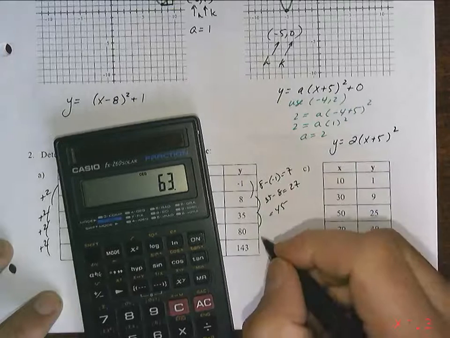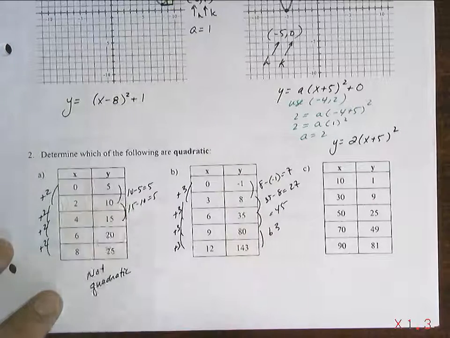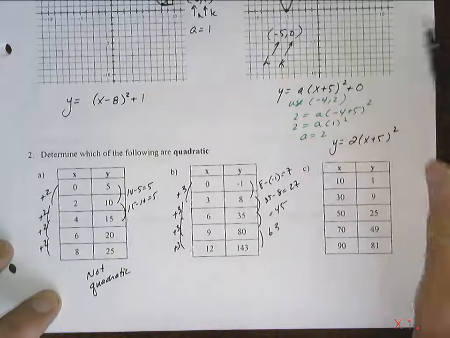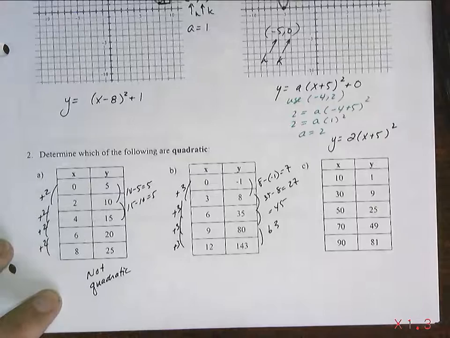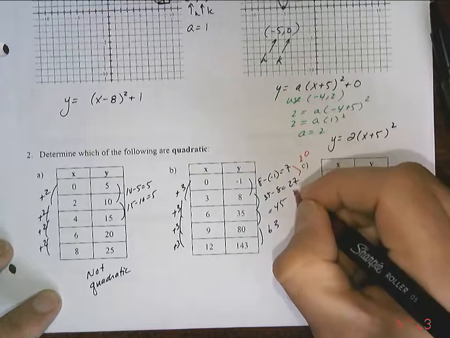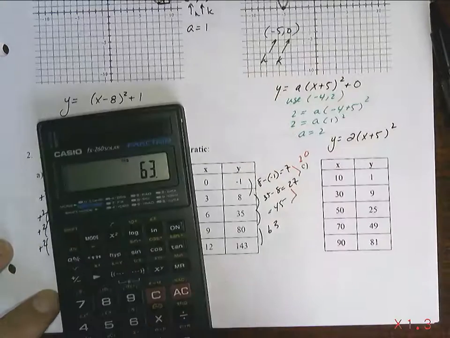What do I know? I know it's not linear. That's what I think this one is, by the way. I think it'll keep going up and it's going to be linear. I know this isn't linear because they're not all the same. So then I do the second finite differences. Isn't this fun? 27 minus 7 is 20. 45 minus 27.